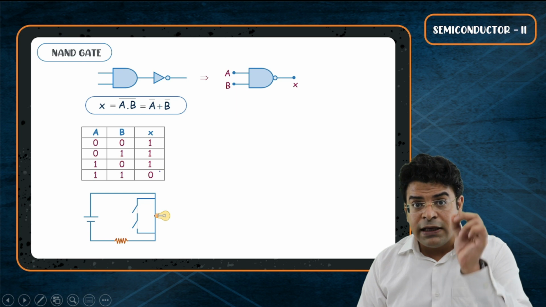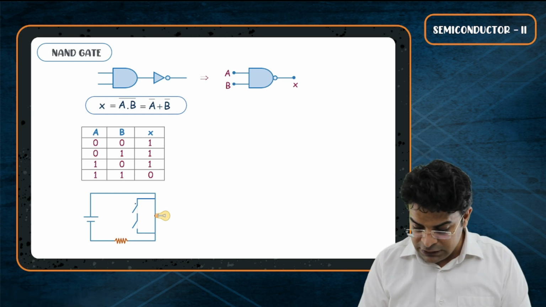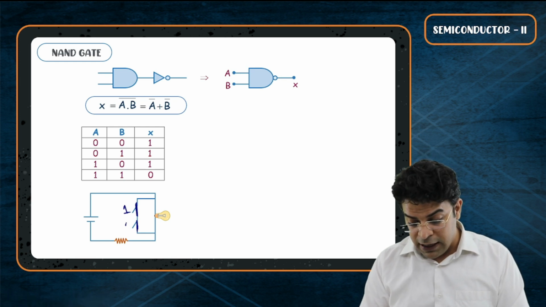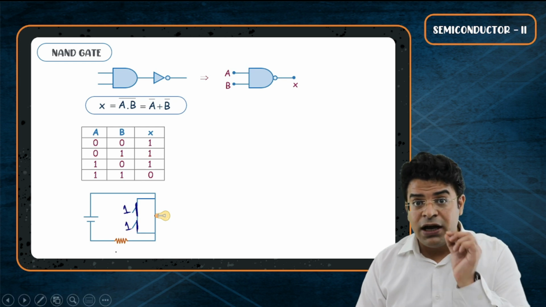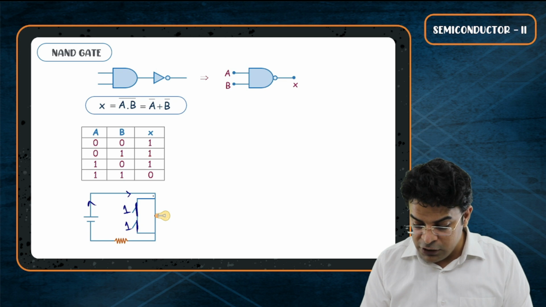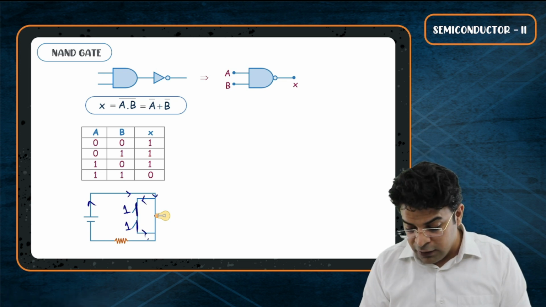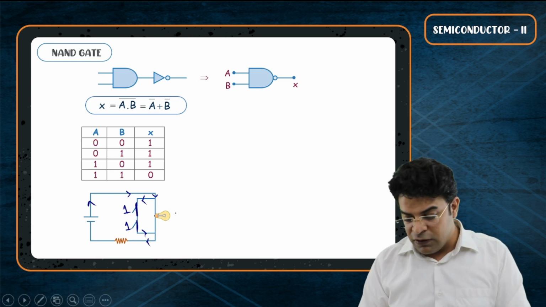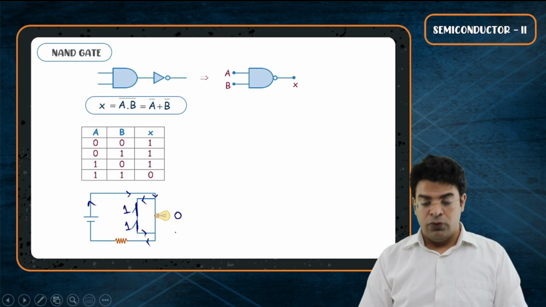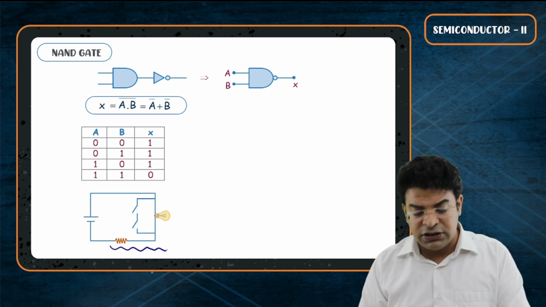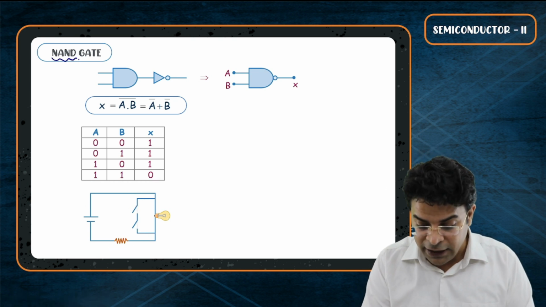If both the keys are closed, the first key is closed as well as the second key is closed, then you have got 1 and 1. And in such a case only, the current will choose to flow through the lower resistance alternate path and no current will flow through the bulb. So only for 1 1 the output will be 0. So this is the electrical circuit equivalent for the NAND gate.